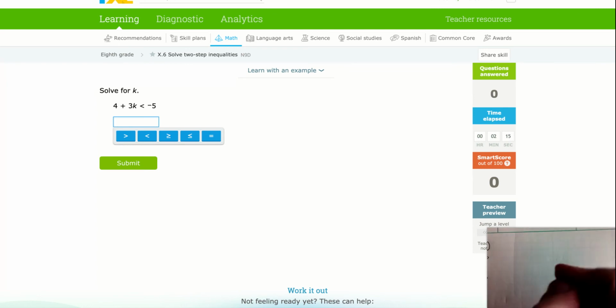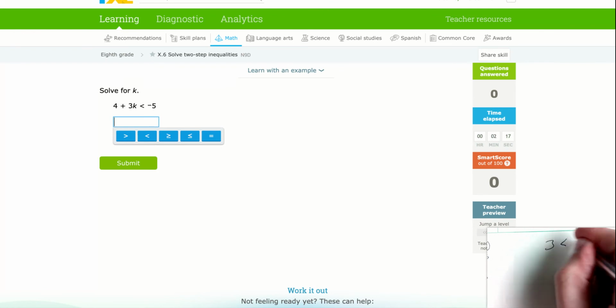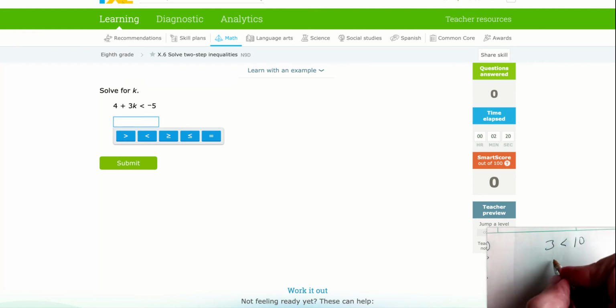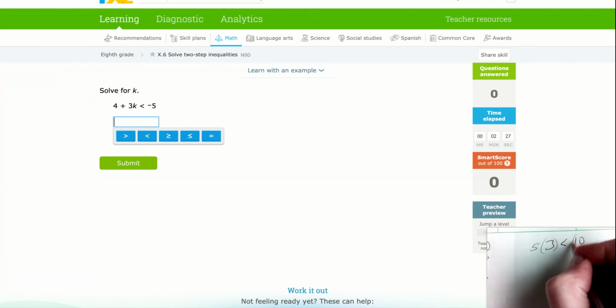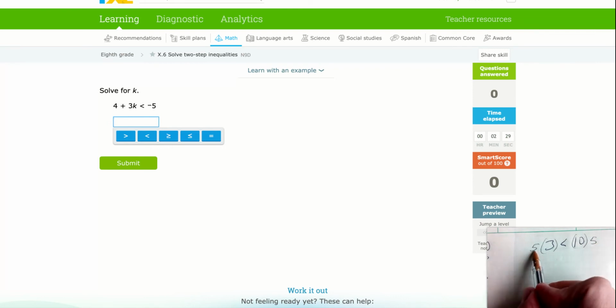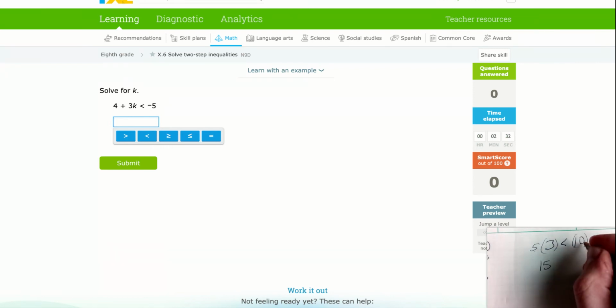But if I take that 3 that's less than 10 and I multiply, well, first of all, let's multiply by a positive. Let's say I multiply both sides by a positive 5. Well, 5 times 3 is 15. 10 times 5 is 50. The number on the left is still less than the number on the right. 5 times 3, or 5 threes, is definitely going to be less than 5 tens. So 15 is still less than 50.